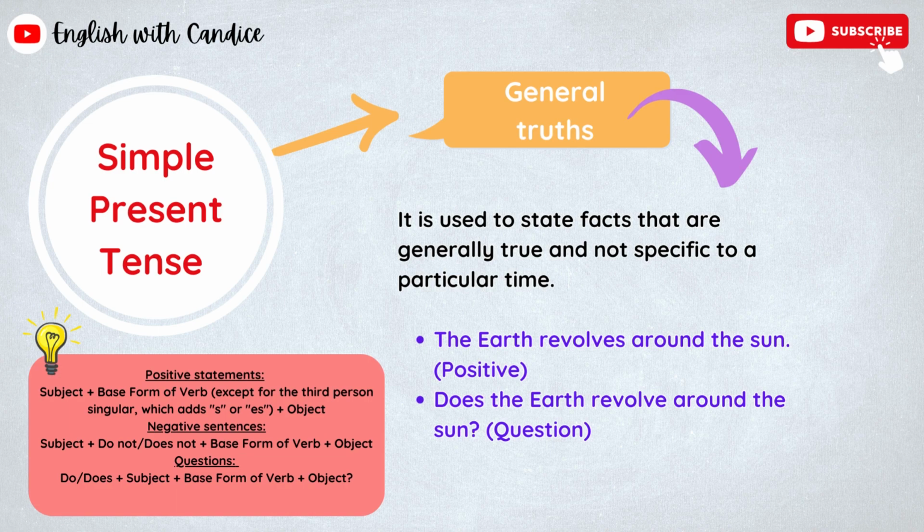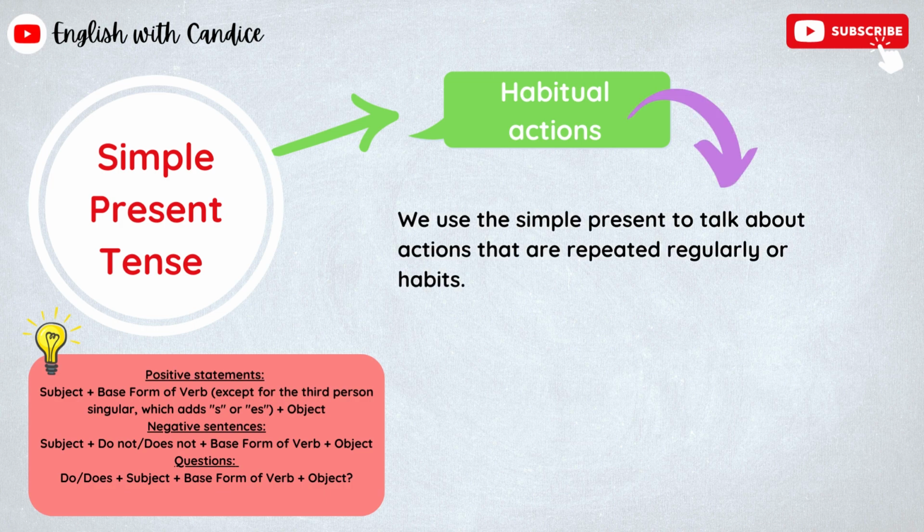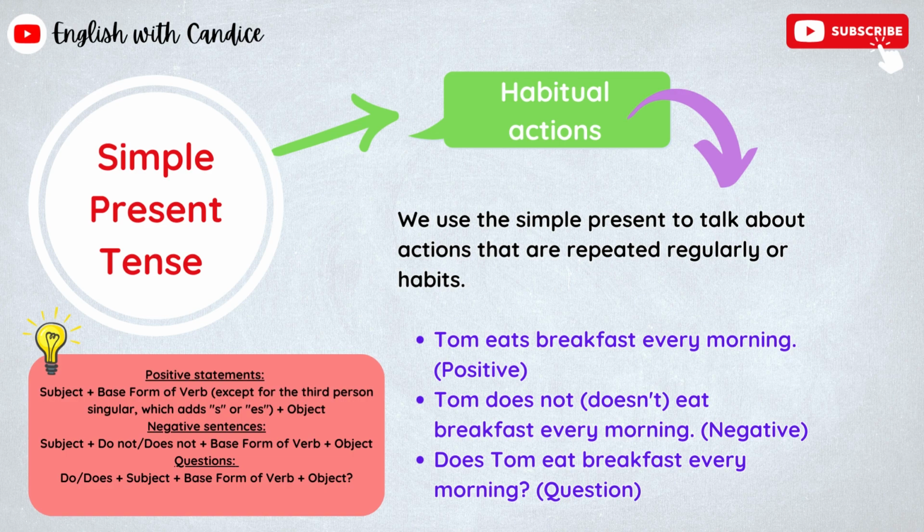Now for habitual actions. We use the simple present to talk about actions that are repeated regularly, or habits. For example, Tom eats breakfast every morning. Tom doesn't eat breakfast every morning. Does Tom eat breakfast every morning?